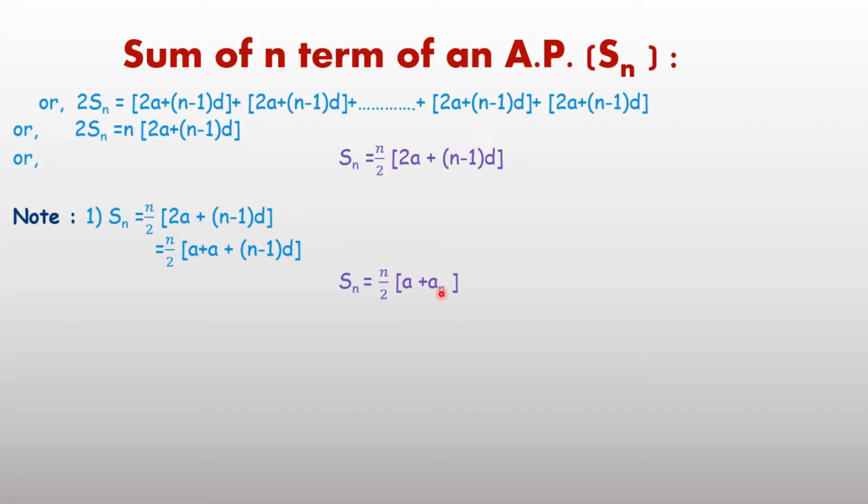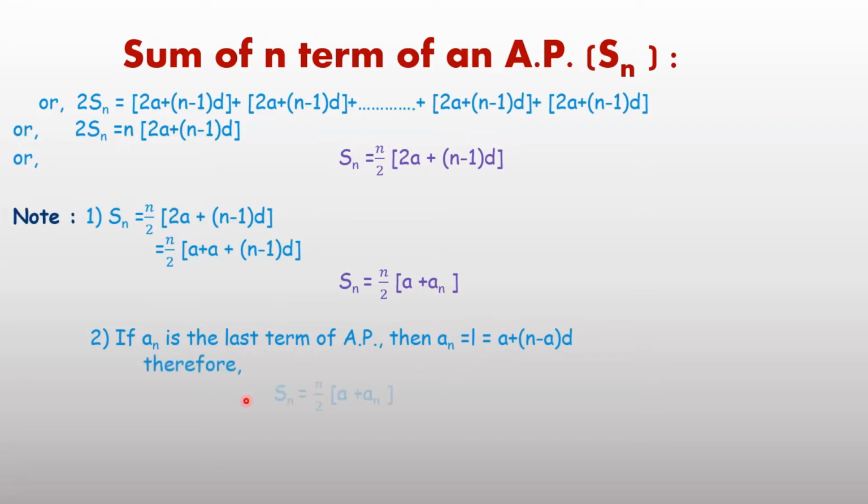Here an means the nth term. Or also if an, the nth term, is the last term of the AP, then we have already covered an equal to L equal to a plus n minus 1 into d, meaning in place of n write down as L here.